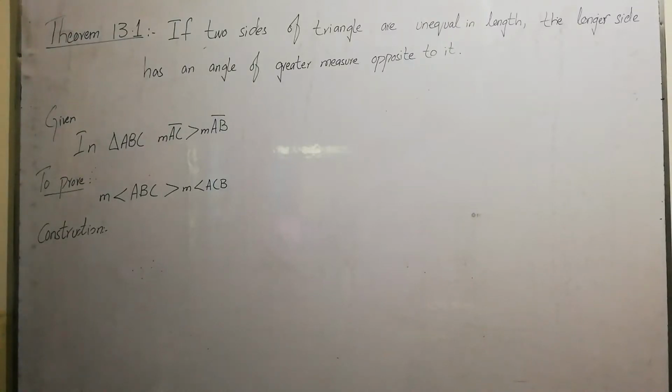Today we are going to start theorem 13.1. The statement of the theorem is: if two sides of a triangle are unequal in length, the longer side has an angle of greater measure opposite to it. Try to understand this statement.